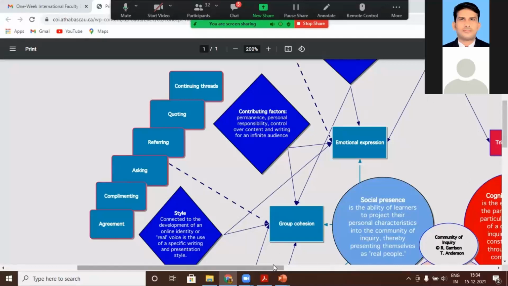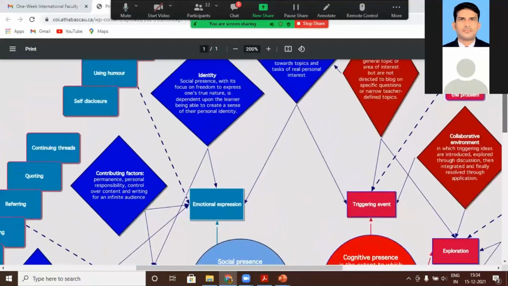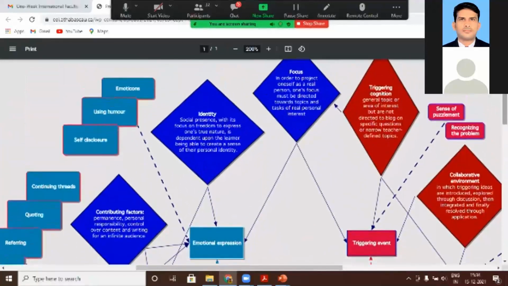Then is the emotional expression. In the emotional expression, there are three things. Emoticons. We generally don't use emoticons while teaching and learning, but in the online environment, emoticons play a very important role. How can you use emoticons? These days, emojis are very popular. So emoticons are the advanced version of emojis, you can say.